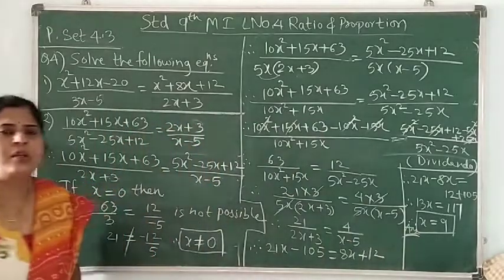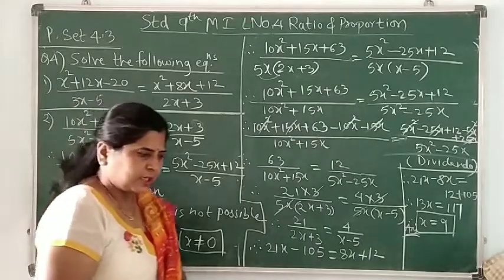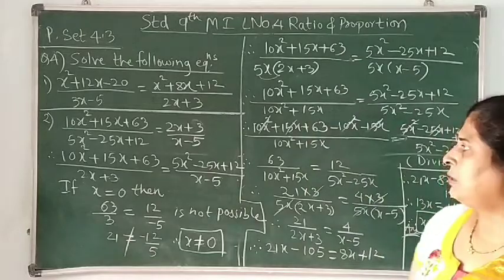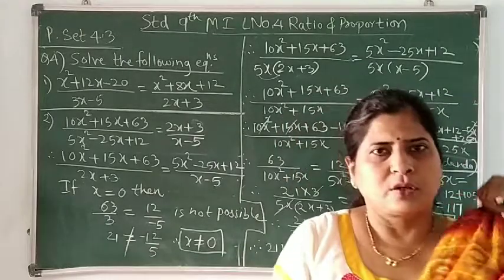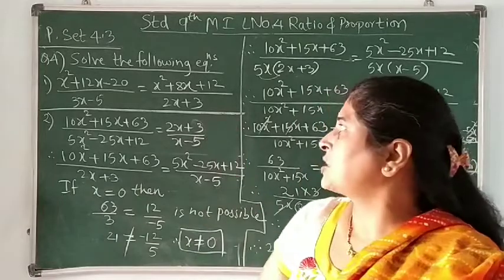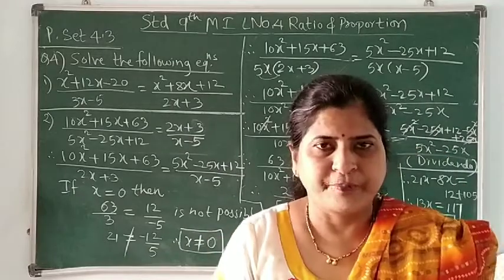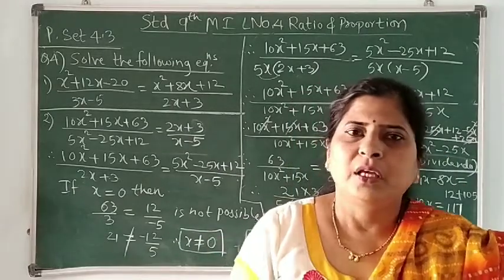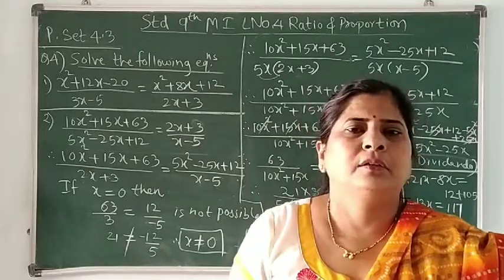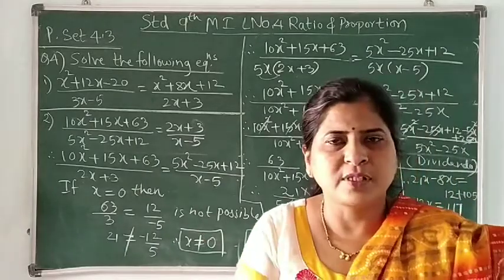And here we do not have another option that x is equal to 0. We have nullified that option, that is not possible. Okay, so here the answer is only x equal to 9. So using these operations on ratios, we have solved two sub-questions of question number 4 of practice set 4.3. I hope you have understood these sums. In the next video we will see how to solve other sub-questions using the operations on ratios.